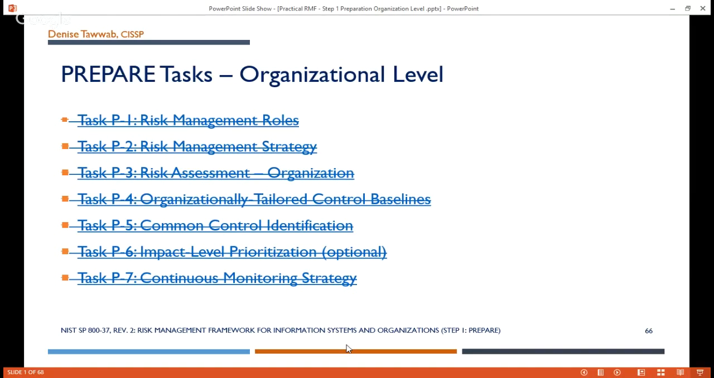Task P1, your risk management roles. Task P2, create your risk management strategy. P3, do an organization level risk assessment. Task P4, create your tailored control baselines at the organization level. Task P5, identify your common controls. Task P6, do your impact level prioritizations. And task P7, develop your continuous monitoring strategy.